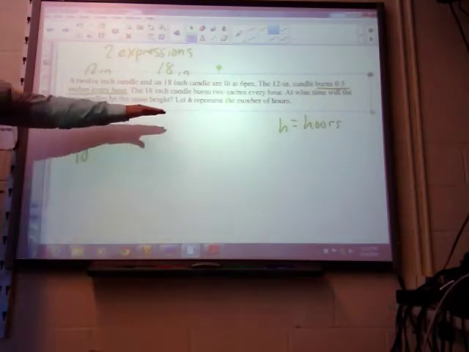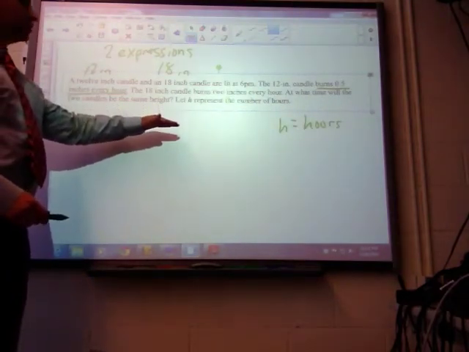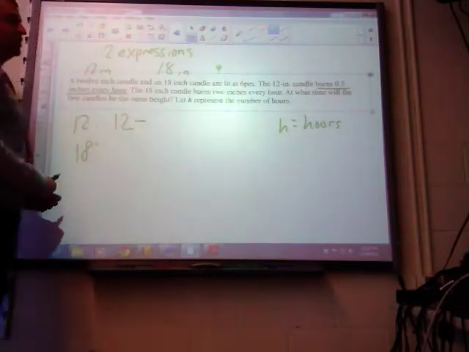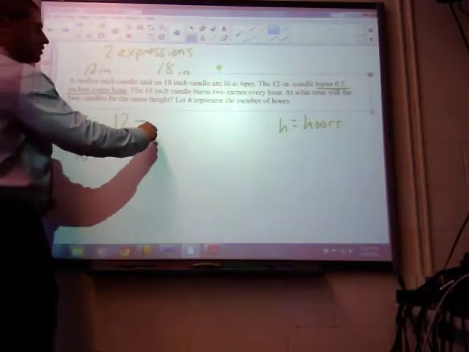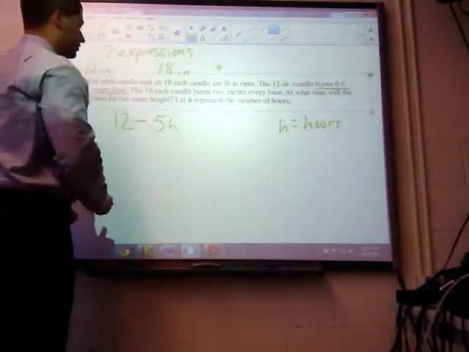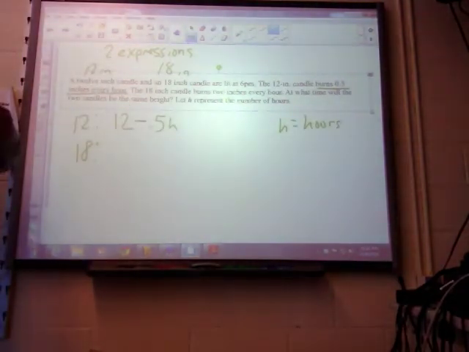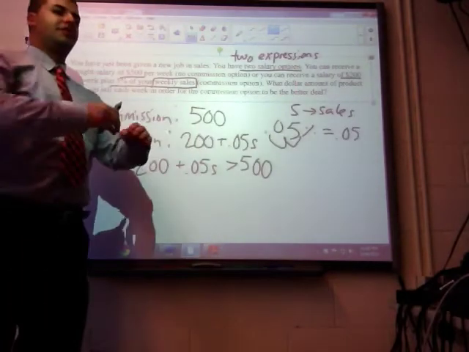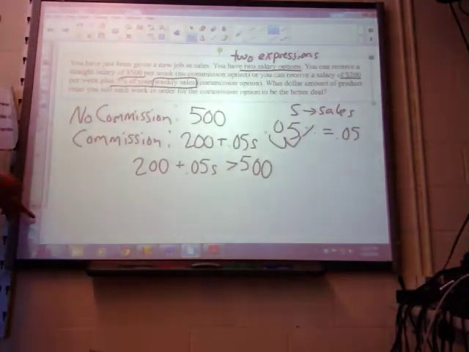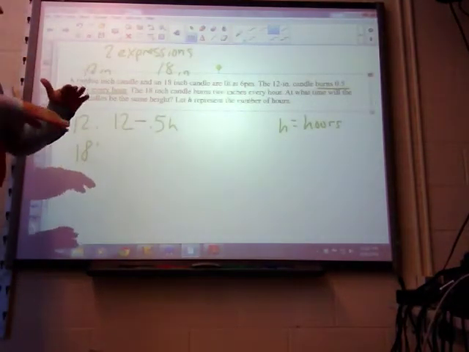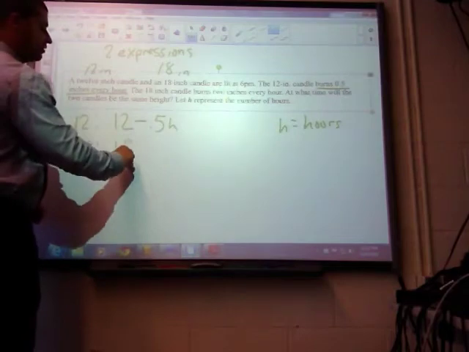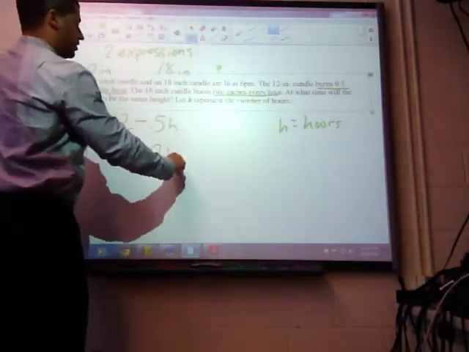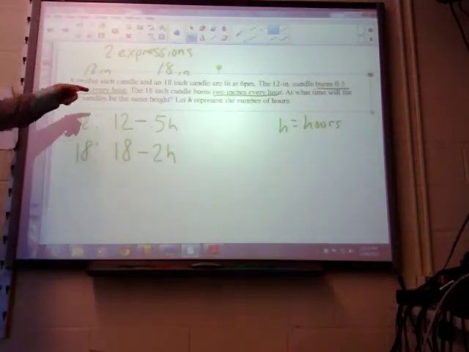Candles start at this height. When you burn them, they get smaller and smaller and smaller. So this would be something where we're decreasing, where we'd use a minus in our expression. 12 minus 0.5H. Okay, it's not a candle that's getting bigger and bigger like your commission would. The more sales you have, the more money you would get. But in this case, the more you burn your candle, the less candle you would have. So for the 18, we are losing 2 inches every hour. So 18 minus 2H.